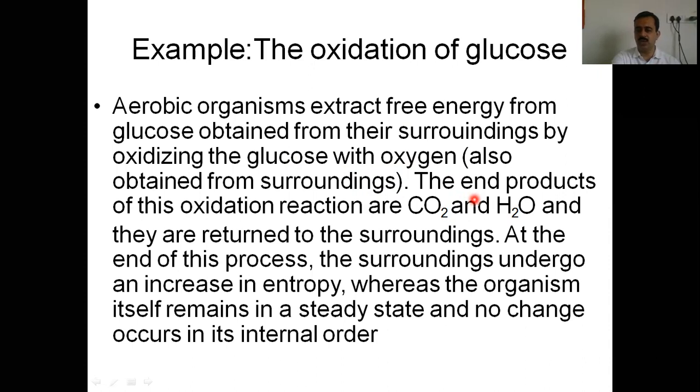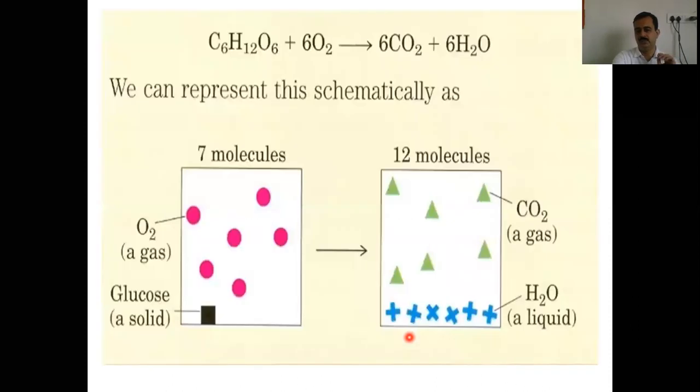What are the end products? The end products, CO2 and H2O, are given back to the surroundings, and equilibrium is maintained between the two systems. At the end of the process, the surroundings undergo an increase in entropy, whereas the organism itself remains in a steady state. What I wanted to tell you is that organisms utilize the energy and return that energy to the surroundings and remain stable. So there is no change in the internal organs.